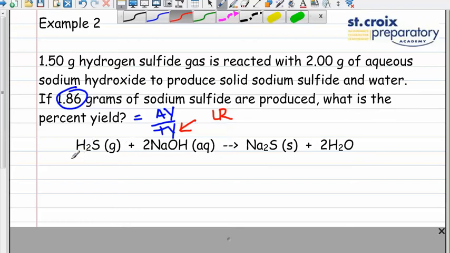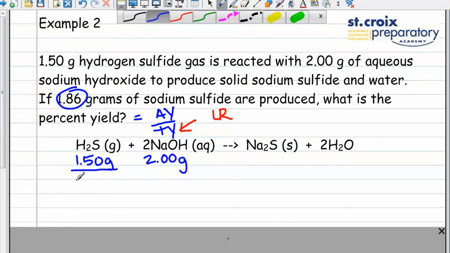One is you're given gram amounts here of both of your reactants. We have 1.50 grams of the hydrogen sulfide, and we have 2.00 grams of the sodium hydroxide. If you take each of these numbers one at a time, convert to moles, and then divide by the coefficients given to you in the balanced equation, you can just by inspection look at those numbers, see which one is smallest, and that will be your limiting reagent. So let's go ahead and quickly do that.